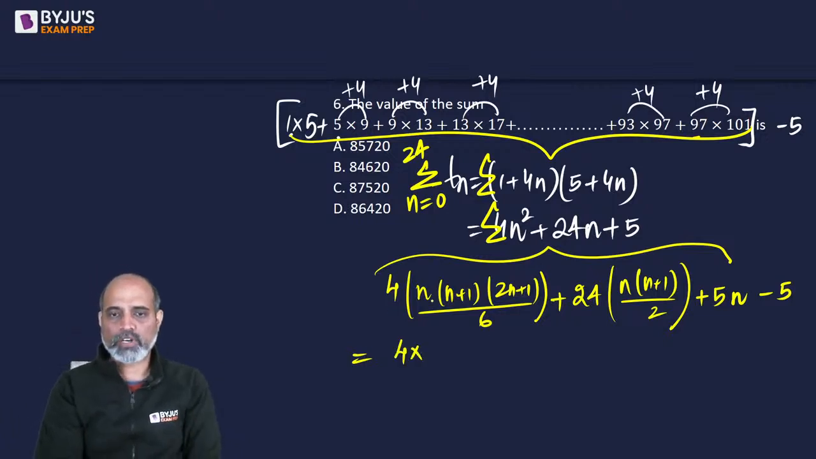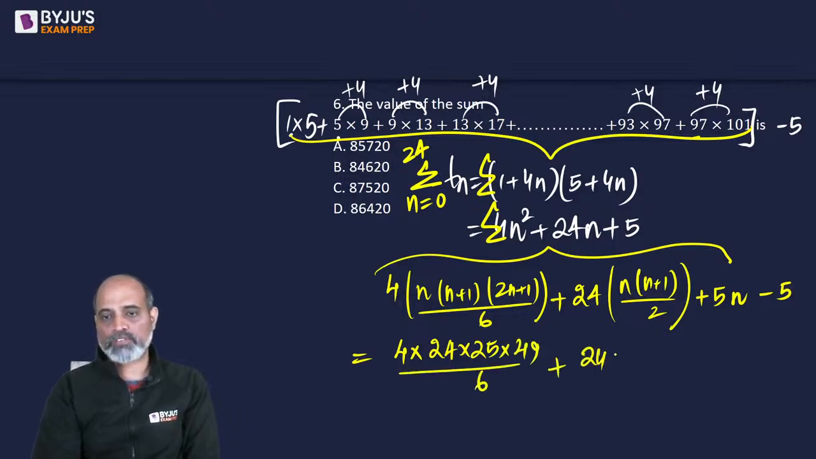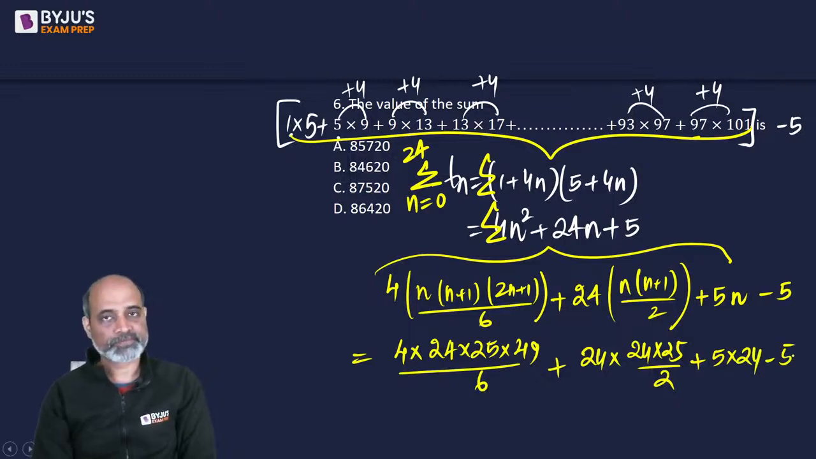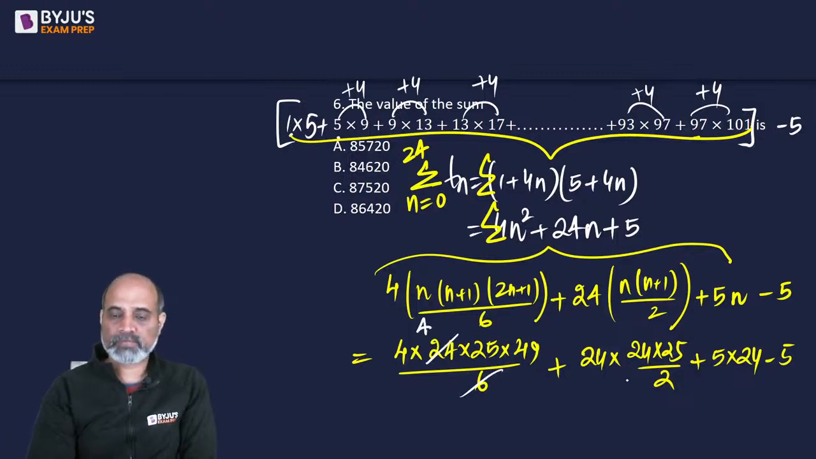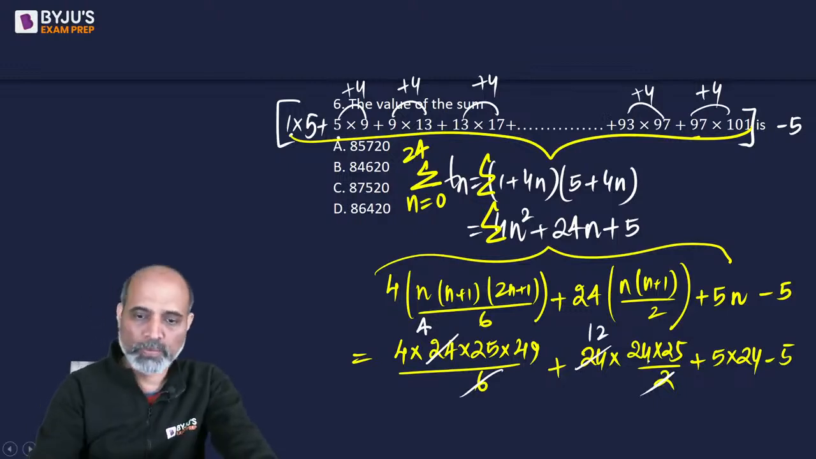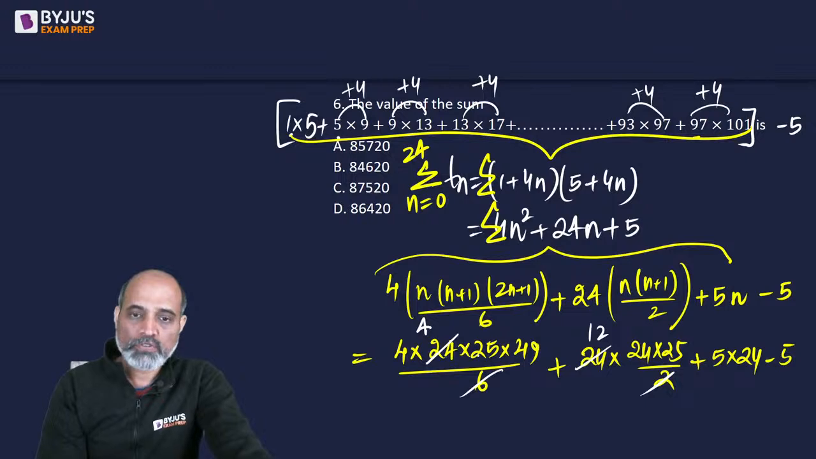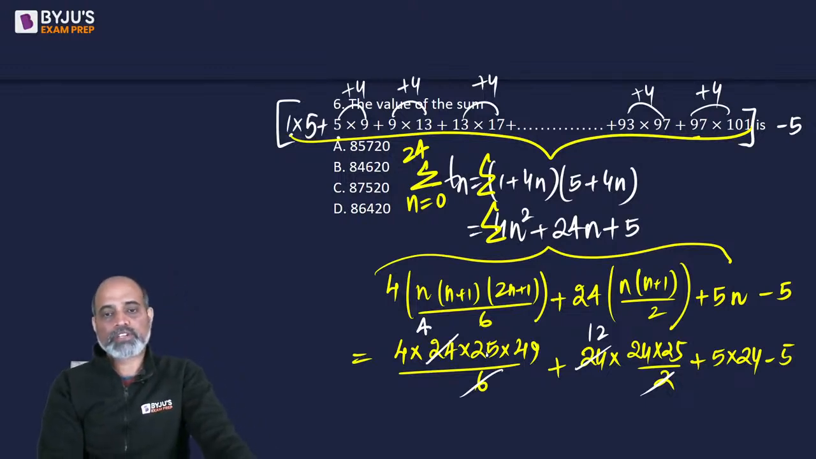So this will become 4, n is 24, so this is 24 into 25 into 49 whole divided by 6, plus 24 into 24 into 25 whole divided by 2, plus 5 into 24 minus 5. Now 6 into 4 is 24, and 2 into 12 is 24. Denominators we are able to get rid of. So we will have 25 into 4 as 100, 49 into 4 which is going to be 196.